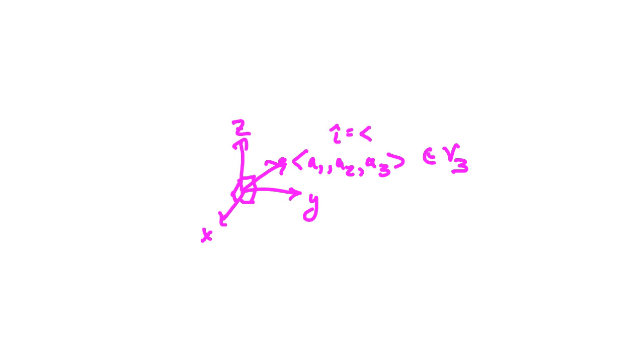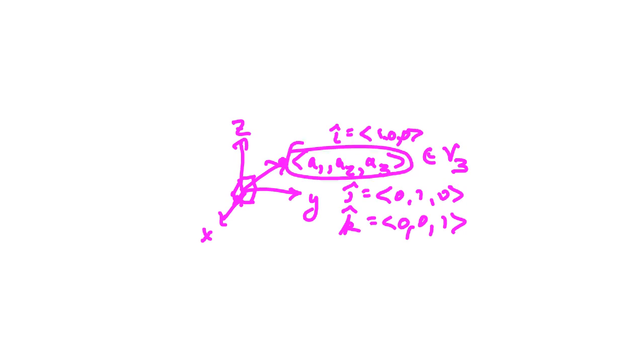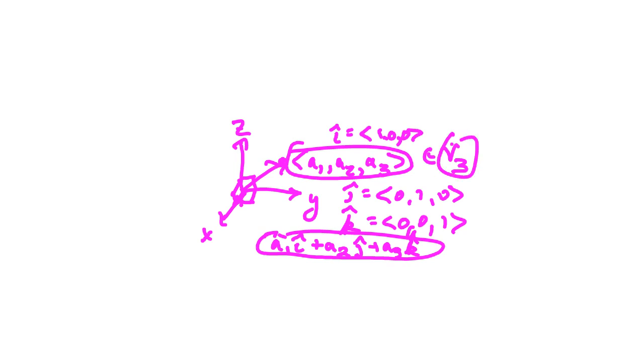What I can do now is let I hat in this case be coming out the x-axis 1 spot. So that'd be 1, 0, 0. J hat would be 0, 1, 0. And K hat would be 0, 0, 1. Okay, so what I could do is rewrite this vector as A1 I hat plus A2 J hat plus A3 K hat. So that'd be a different representation of a 3-space vector. And once again, both of those are elements of V3.